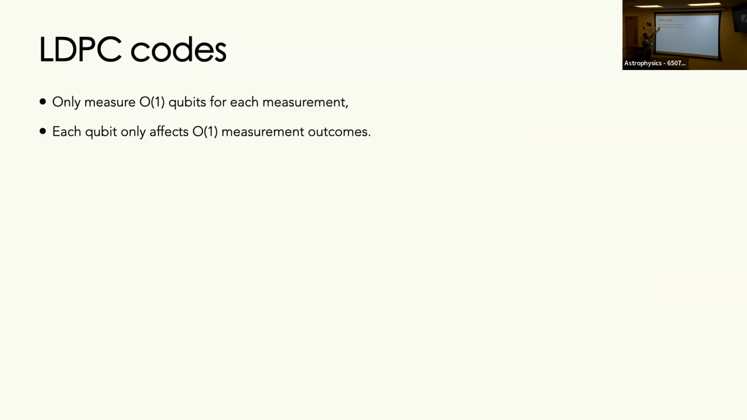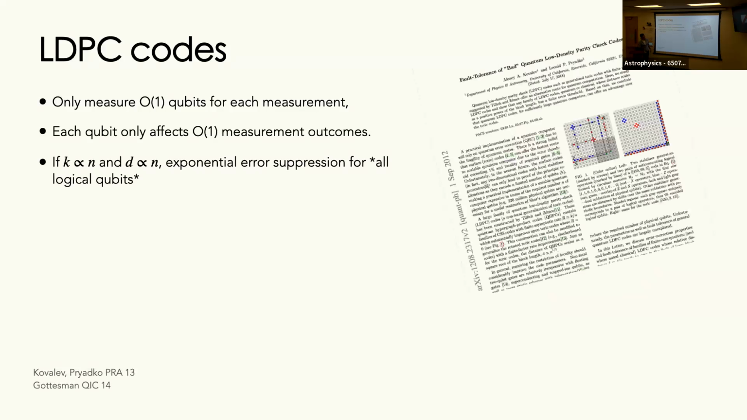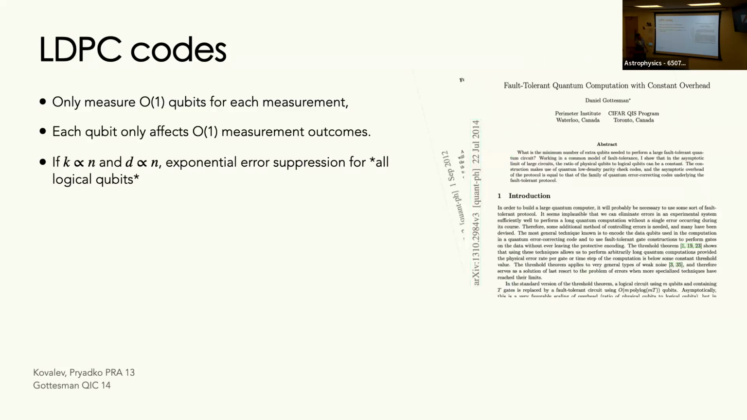All we're asking is that the syndrome extraction circuit is constructed such that every qubit talks to a constant number of other qubits. And in particular, what we've shown in two beautiful papers, first by Kovalev and Pryadko, and then later by Daniel Gottesman, is that you can use these for constructing efficient quantum memories, namely simply input and output of your quantum information. And then later we got to show that you could use this also for performing quantum computation.